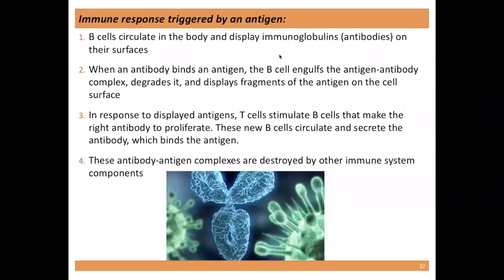So these B cells have antibodies, or immunoglobulins, on their surface, and when they happen to run into something that the antibody has an affinity for, that antibody will bind. The thing that it binds to is referred to as the antigen, and then the B cell will engulf the antigen and the antibody. It doesn't completely digest the antigen. It'll actually display fragments of that antigen on the cell surface.